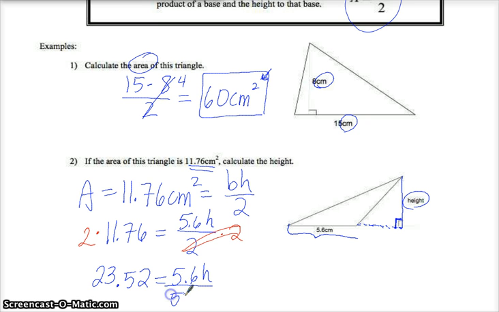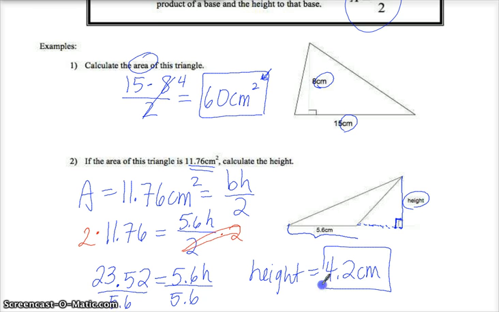Well, I divide each side by 5.6. So I find that the height is 4.2. And then again, don't forget about the dimension. We're talking about centimeters, or the units, sorry. So it is a singular dimension, so it is 4.2 centimeters.